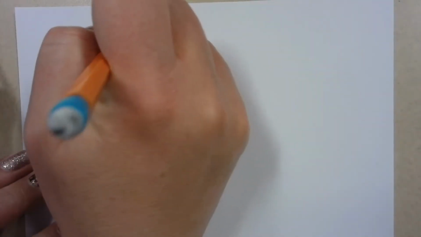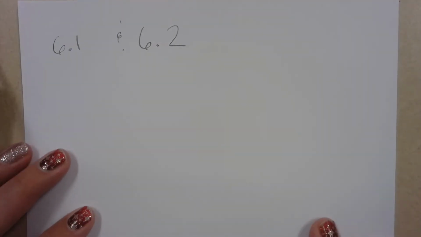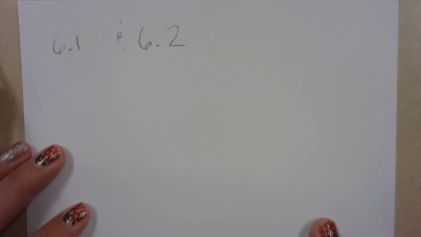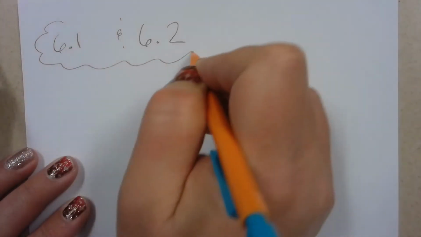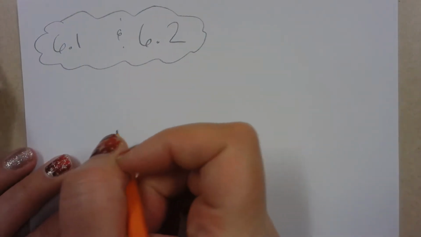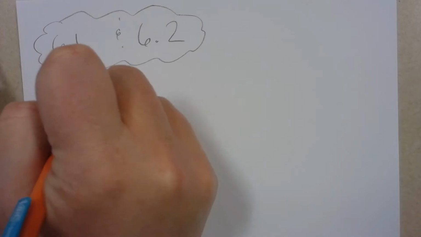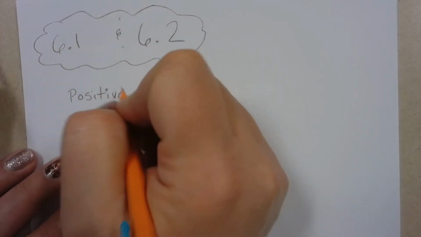We are talking about section 6.1 and 6.2 in your textbook. So we're talking about integers and how to order them least to greatest. We're going to talk about some terms, and then I'll give you some examples, and then you can get to your practice.